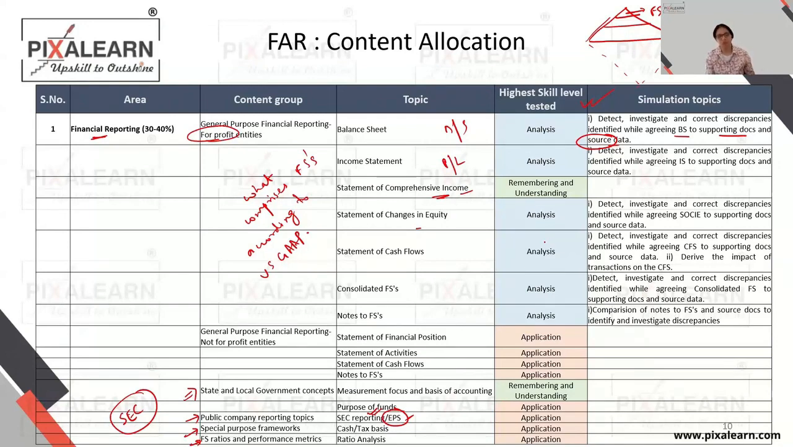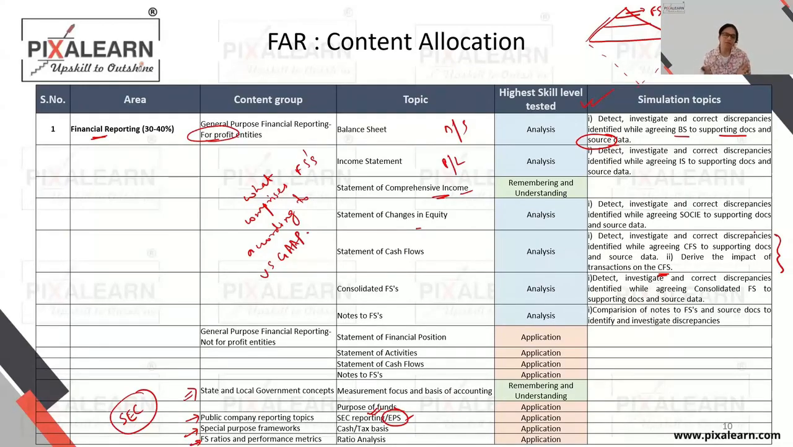Same with the income statement. Same with the statement of changes in equity. Same with the statement of cash flows. Also, they're trying to derive the impact of transactions on the cash flow statement. So they have told you the topics on which they are going to test you at the analytical level, and what kind of questions can be thrown at you. Our job is to be aware of these kinds of questions when we go to these topics.